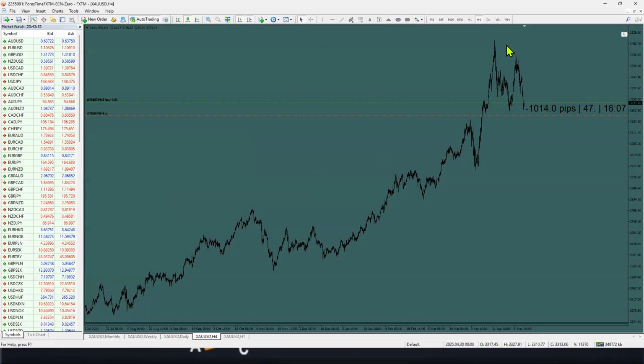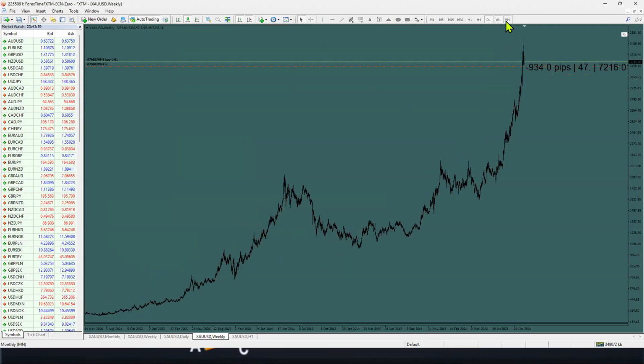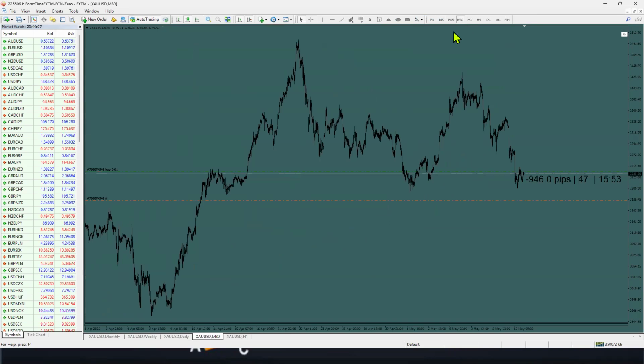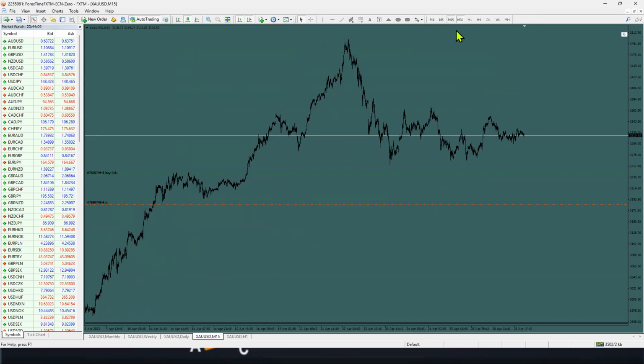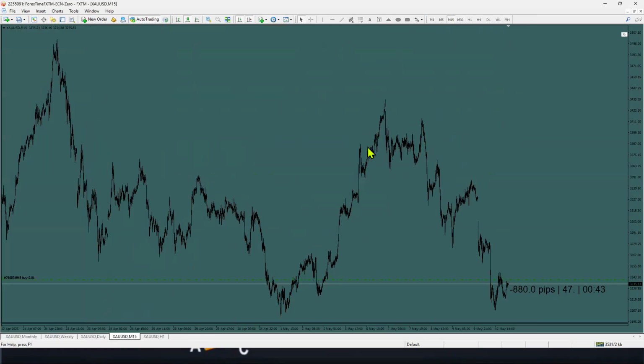Okay. So I can change this to daily. I can change this to weekly. I can change this to monthly. It doesn't matter. You can draw your trend line on any time frame. 30 minutes, right? 15 minutes. You can draw your trend line anywhere. It doesn't matter. But now, what's the condition of drawing the trend line?